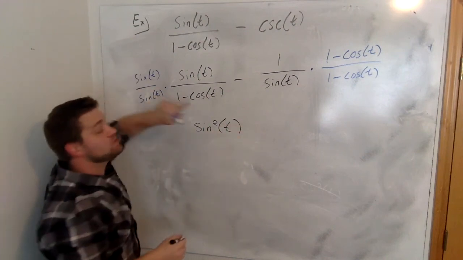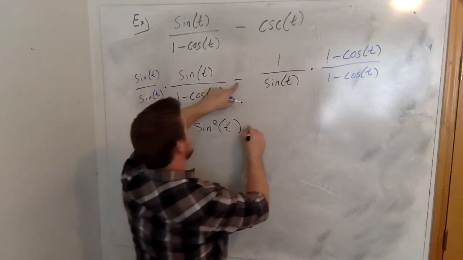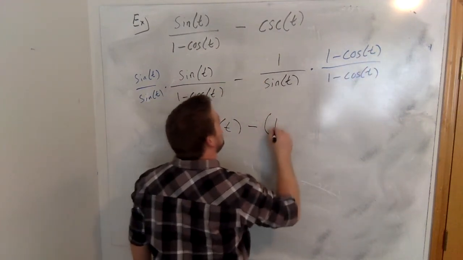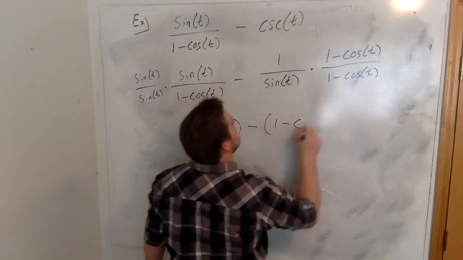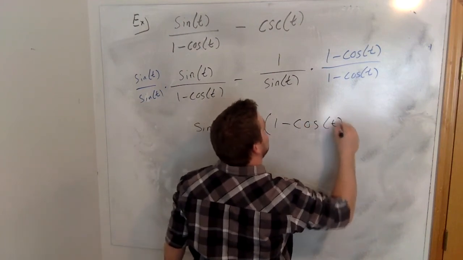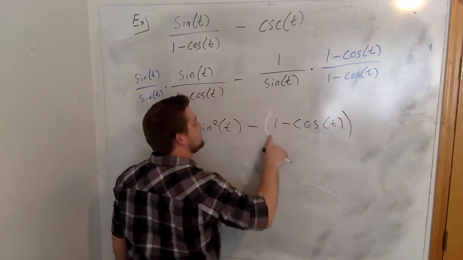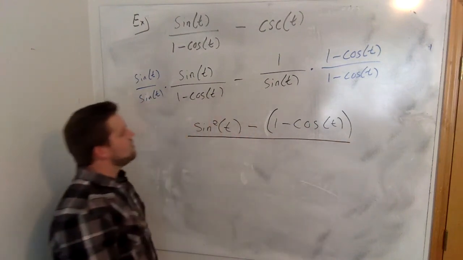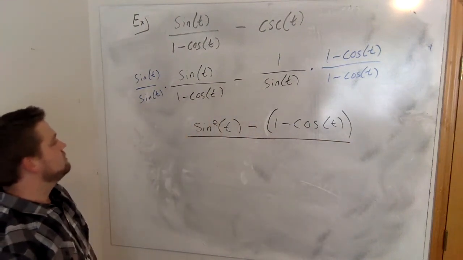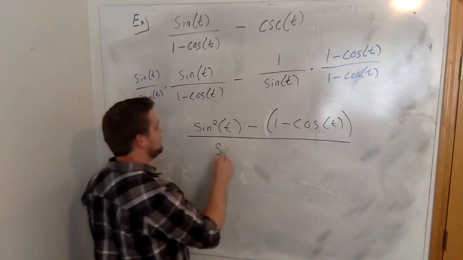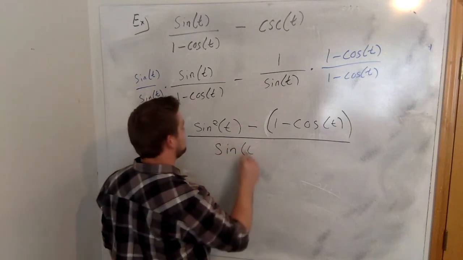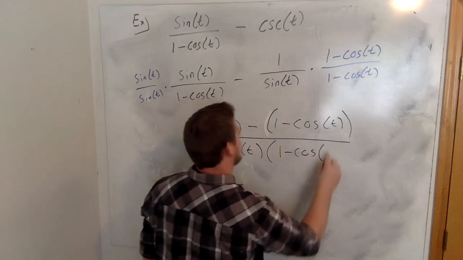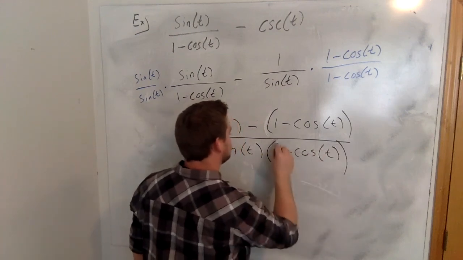Okay, we need to be careful with parentheses here. I'm minusing this entire quantity, minus a 1 minus cosine of t. So make sure we're putting parentheses. Okay, all over. Well, what's our common denominator? We have a common denominator of sine of t times a 1 minus cosine of t.